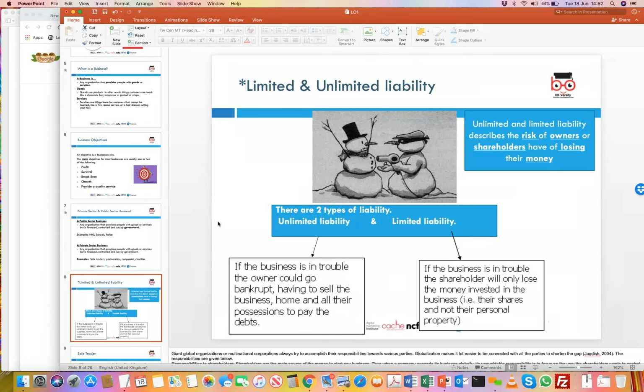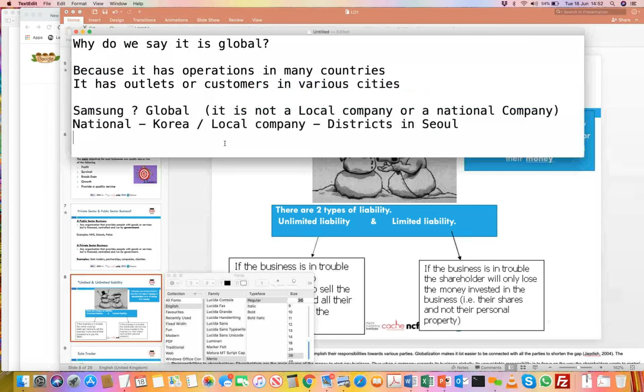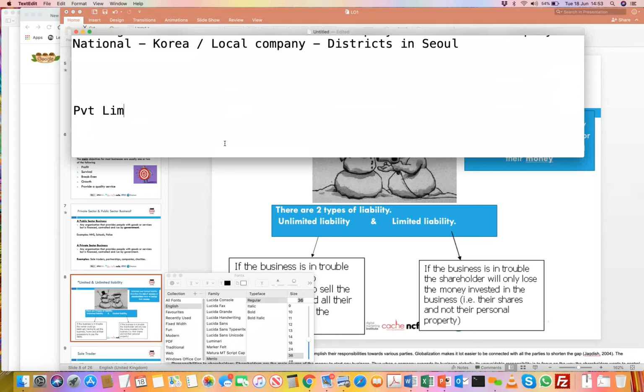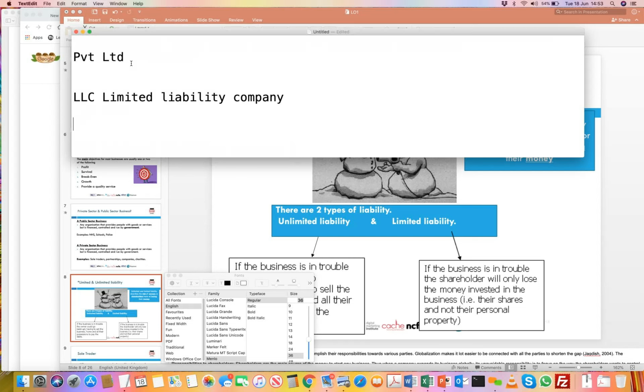Now, two other concepts. There is something called limited liability and there is something called unlimited liability. What is limited liability? Limited liability means when you have a company, when it says private limited company, and then you say LLC. I don't know if you've heard of these terms. You say private limited, Ltd, or you say limited liability company. So, limited liability company, right?